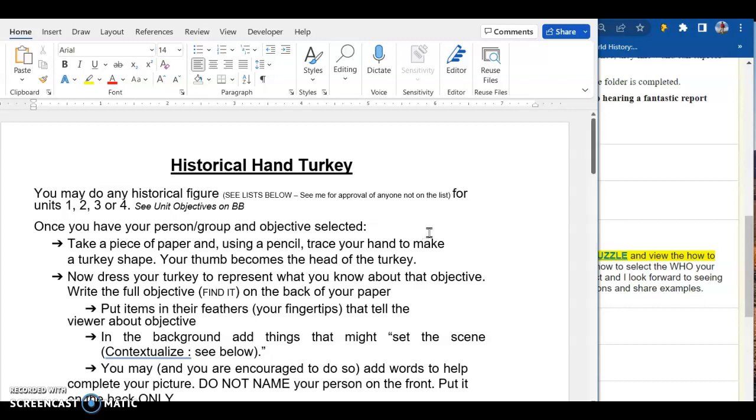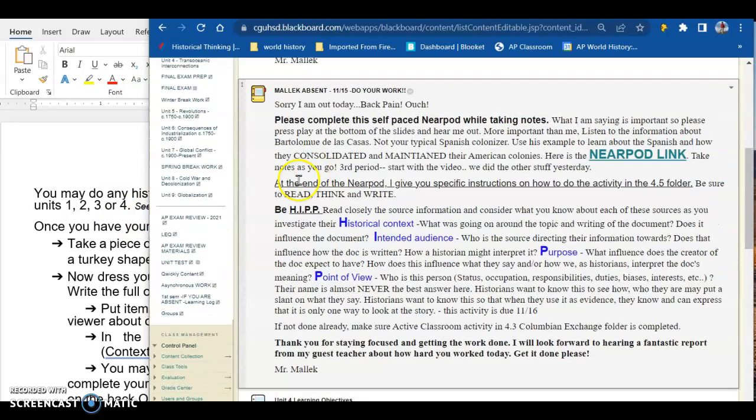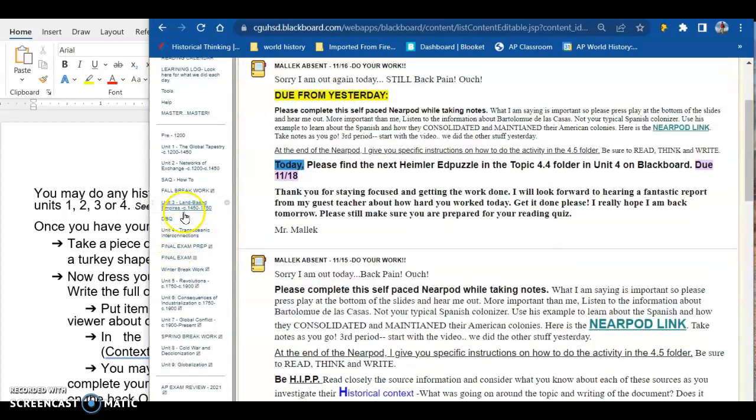So if you take a look here, you are going to have a chance to choose your person or group. Again, we'll get to that in a little bit. And you are going to have to identify one of the objectives. Now, notice that I say the objectives are available inside of Blackboard. So yes, if you go back here, there's the learning objectives right there for Unit 4. And you will find that in every single unit we've covered. Here, let's click on Unit 3. Guess what will be in there?